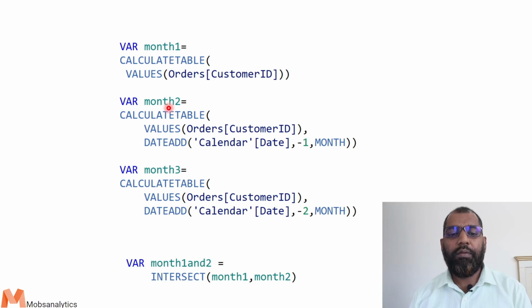That is current month, previous month, and the month before, using the calculate table function. We are using the calculate table function because we need the result in a table format. We want to use this in an intersect function. Later we'll find the common customers from these 3 tables using the intersect function.